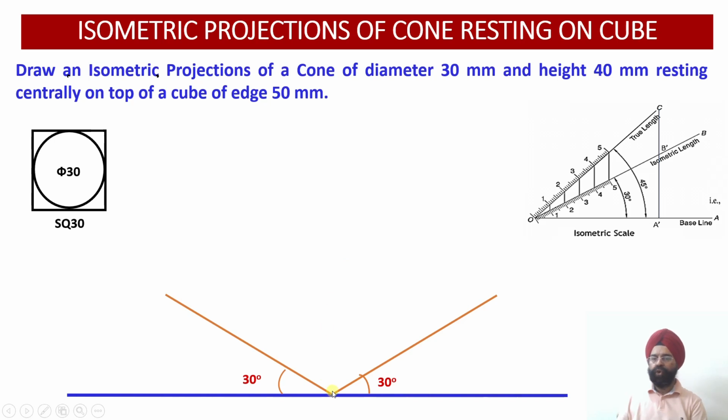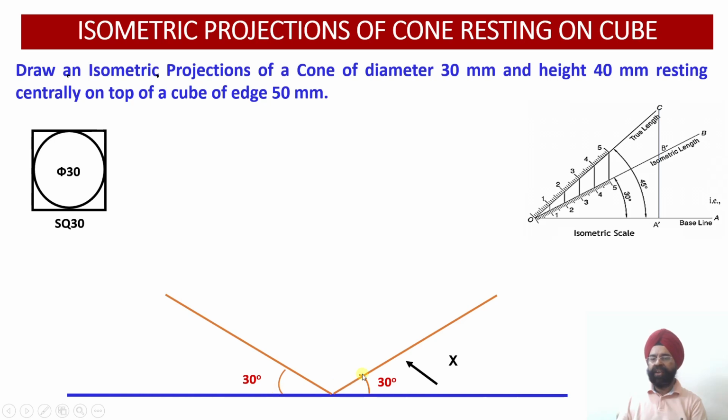So once again a cube I will be drawing. So first of all the isometric scale will be drawn, and all the dimensions which are given over here will be converted to the isometric length dimensions. Only then they can be plotted onto the isometric projection of the combined solid. Now once again we begin with drawing the basic horizontal locus line or the ground line over here. This is our horizontal ground line.